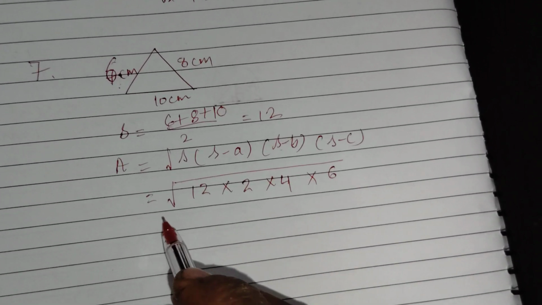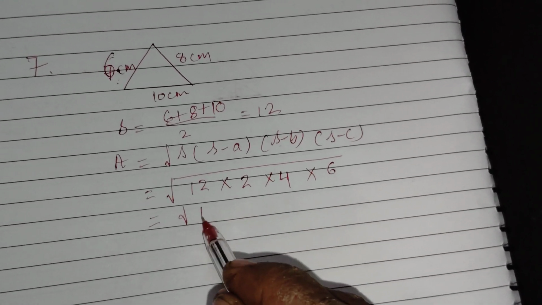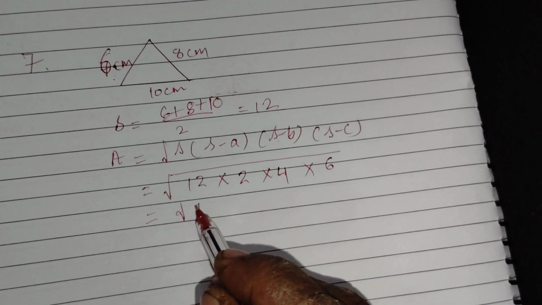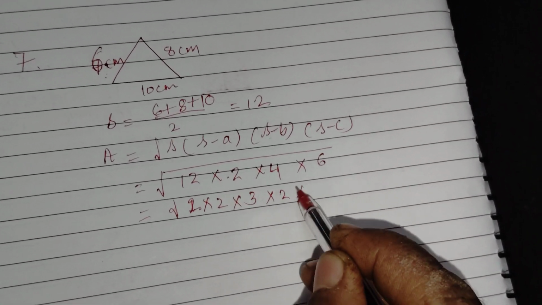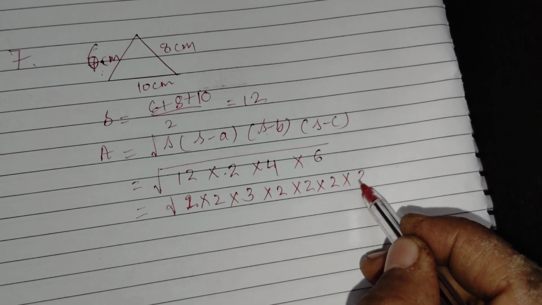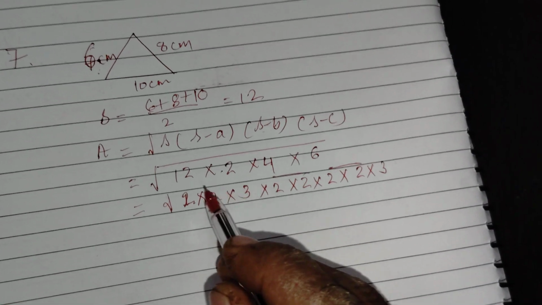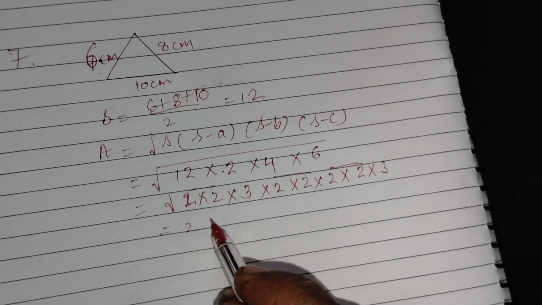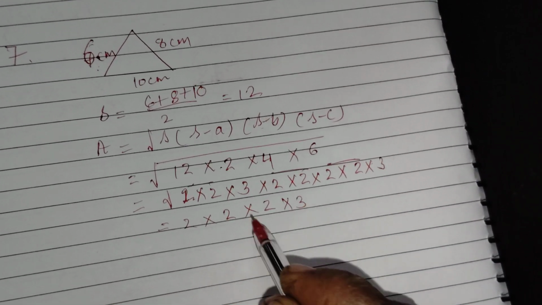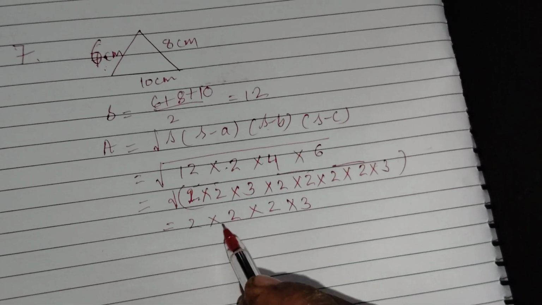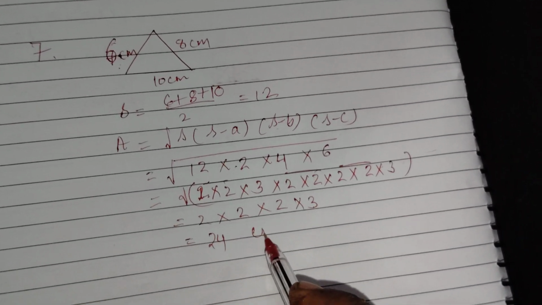Solve it. Now we know that square root 4 means 2. So we factorize 12, we get 2 into 2 into 3. So 2 remains as it is, 4 is written as 2 into 2, 6 is written as 2 into 3. So we make pairs: 2 and 2 are a pair, 2 and 2 are a pair, and 3 and 3 are also a pair. So we write them outside. So it will give us 2 into 2 into 2, 8, 8 into 3 is 24. 24 is the area in centimeter square.